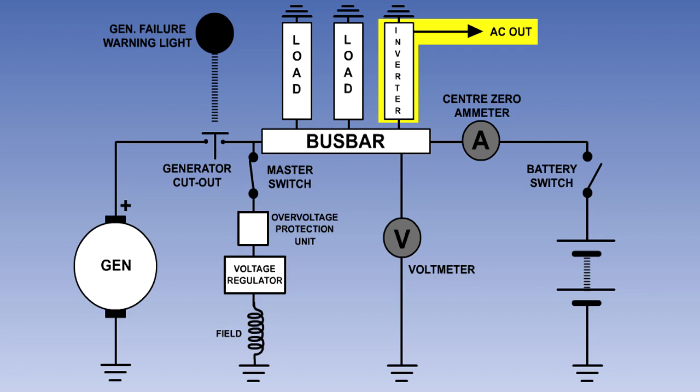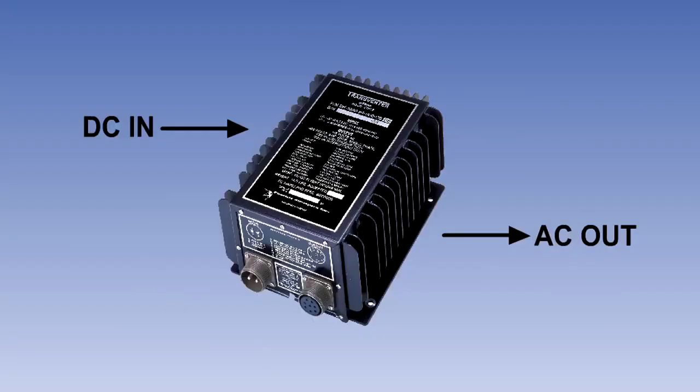Some electrical loads require an alternating current or AC supply. On aircraft with a DC electrical system, the AC is produced by the use of an inverter or inverters. Inverters can be either static or rotary. Modern inverters are of the static type and use solid-state electronic components to convert DC to constant frequency AC.